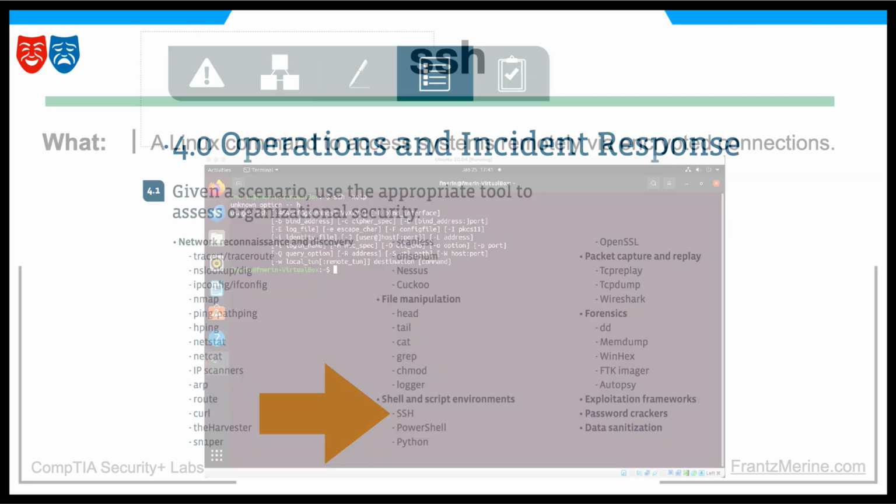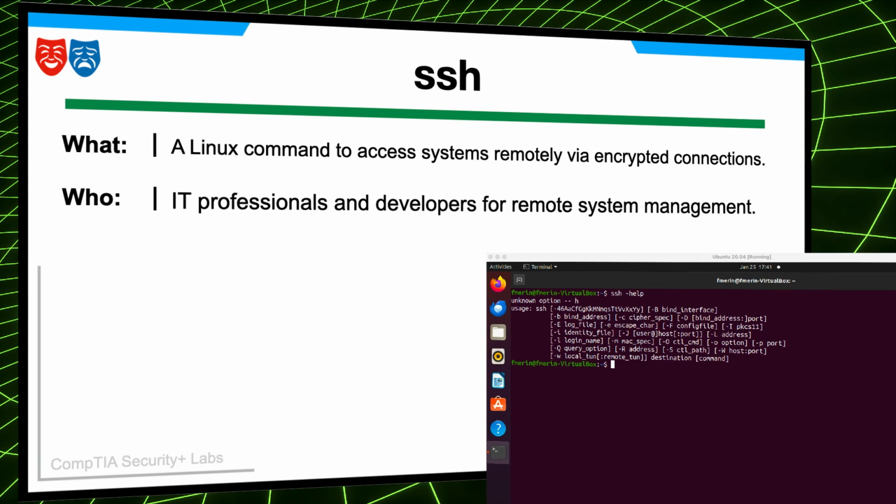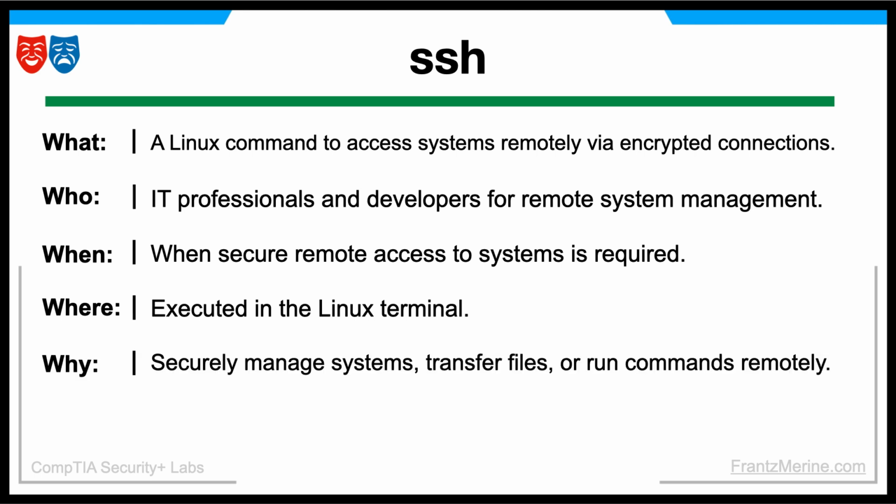So what is the SSH command? The SSH command is a secure shell protocol used to remotely access and manage systems over an encrypted connection. It is used by system administrators, developers, and IT professionals. It is used whenever secure remote access to a server or device is required. It is executed on a terminal or command line interface from the client system to connect to a remote server. It is used to securely manage and administer systems, transfer files, or execute commands remotely while protecting data from interception.